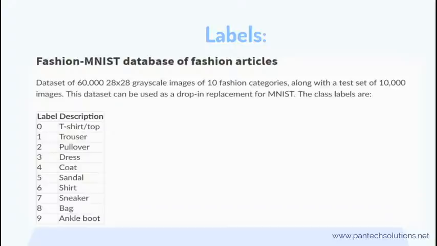After training the algorithm on those 16,000 images, we need to test it. For that purpose I give those 10,000 images to the algorithm, and the algorithm will give the label, whether it's a t-shirt or a trouser, in numerical form: 0, 1, 2, 3. This is what I have to tell you about the dataset description.